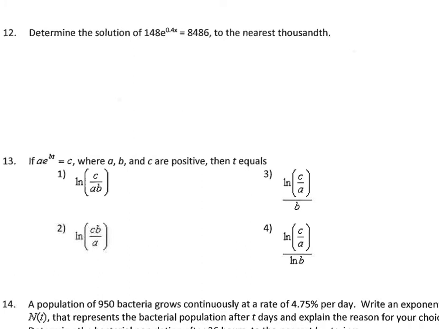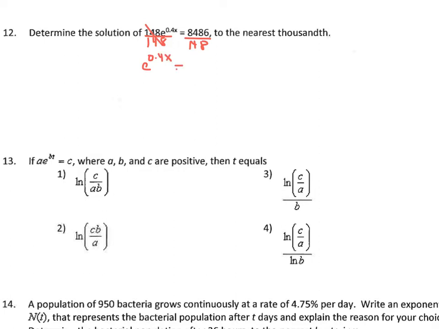Number 12 asks us to determine the solution to the nearest thousandth. If we look here, we can see that what we're solving for is an exponent. And since we have an e in our problem, we're going to have to use ln to solve. First, we have to get this e to the 0.4x power all by itself, so we have to get rid of this 148. Since it's 148 times e, the opposite of multiplication is division. So let's first divide both sides by 148. On the left side of the equation, the 148's cancel, so we can bring down the e to the 0.4x.